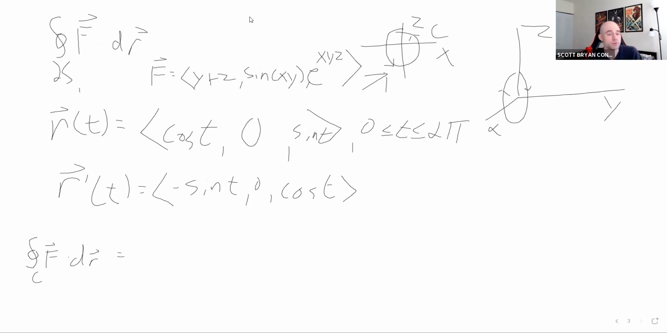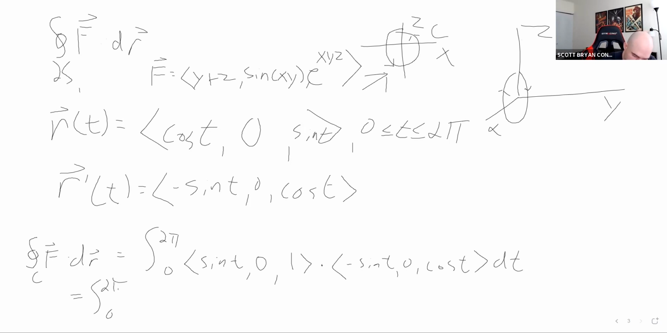So replacing x, y, and z with their parameterizations in F, t goes from 0 to 2 pi. Replacing x with cos t, y with 0, z with sine t, so y plus c becomes 0 plus sine t. Sine of xy becomes what? 0, right? Sine of cos t times 0, which is sine of 0, which is 0. And e to the xyz becomes e to the 0, because y is 0, which is just 1. And then we said our r prime of t was negative sine t, 0, cos t, dt.